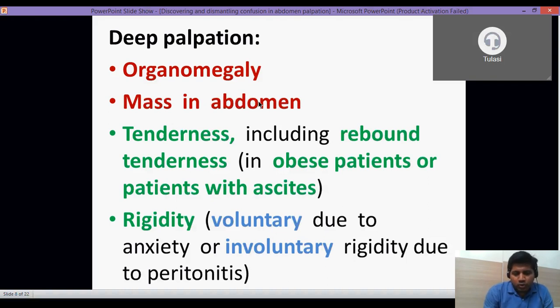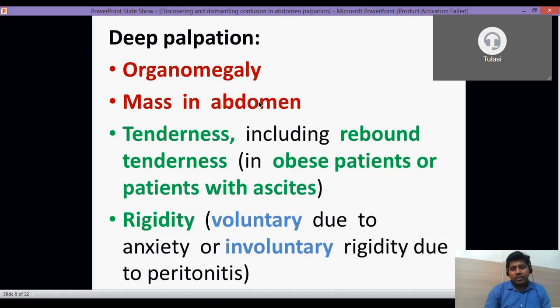Again, you need to look. The essence to get is, though we dwell so much on superficial palpation is this, deep palpation is this, all of them are actually to be used complementarily to get findings out of it. So deep palpation can also be used to elicit tenderness and rebound tenderness in case of obese patients or patients with ascites, in whom superficial palpation may not be sufficient to move the parietal peritoneum or cause tenderness.